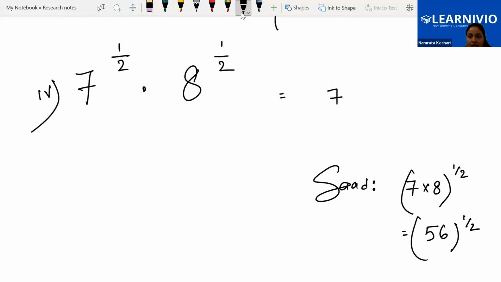Yes, Samya and Arhan. Ma'am, it's the same. Yeah, 56. We can write it like this only. It is 7 raised to the power 1 by 2 into 8 raised to the power 1 by 2. Directly we can use the law of exponent. Since the power is the same, we can give a whole bracket and we can write the power aside. So yes, this is how we can write it.